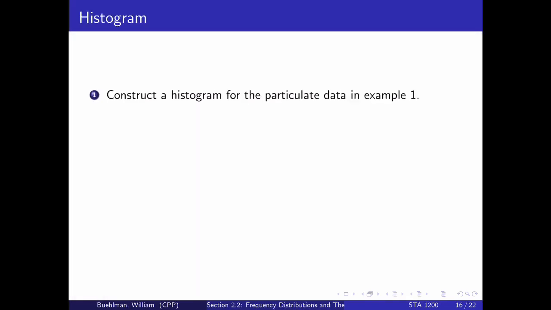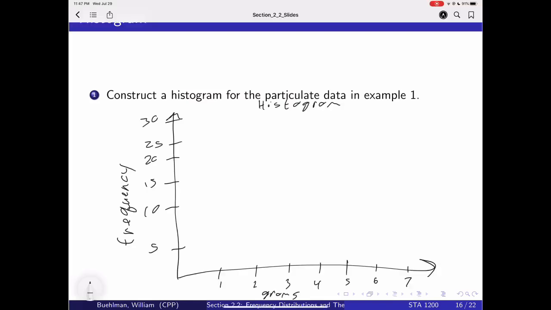So we're going to construct a histogram for the particulate data in example 1. So I will show you what that histogram looks like. Okay, so here I have everything set up for us. So now we're going to draw the histogram. The first class went from 0 to 0.99, but the left edge is going to be 1, so that's why it's labeled 1 for the second class.